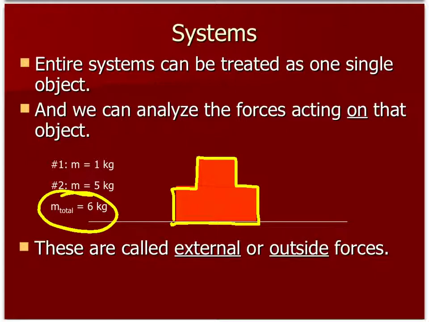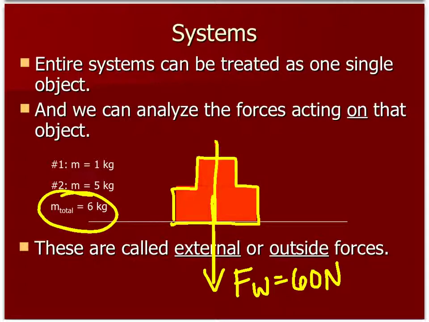So if I look at this thing as a whole single unit, those forces that would be acting on it are called external forces or outside forces because they're acting on the system as a whole. So if I look at the system as a whole, it has a total mass of 6 kilograms and therefore a total FW of 60 newtons and therefore a total normal force of 60 newtons as well. And these would each be considered external or outside forces.